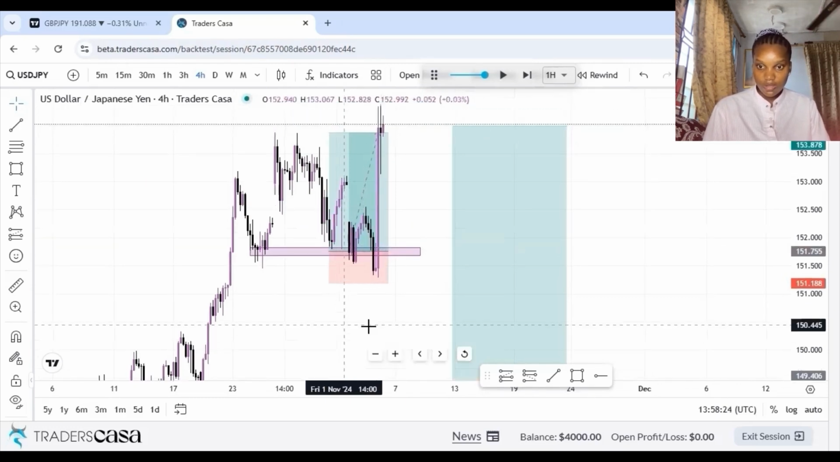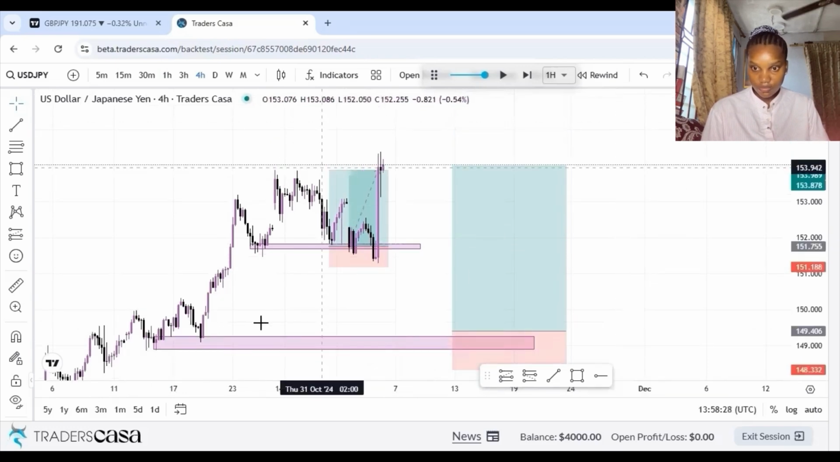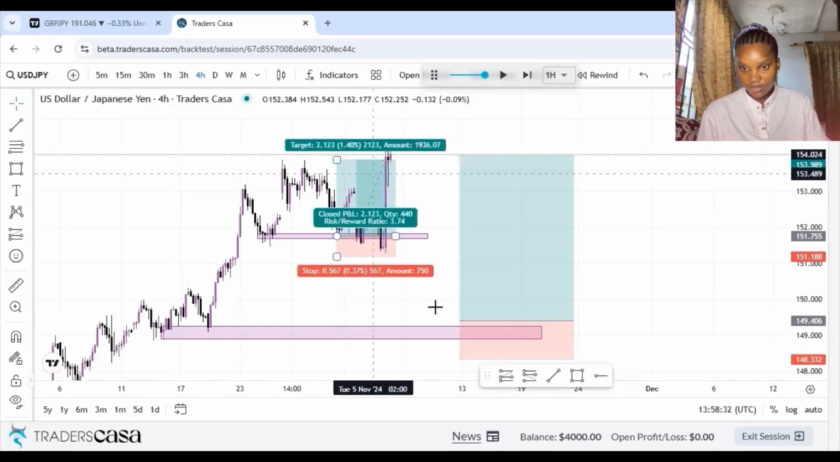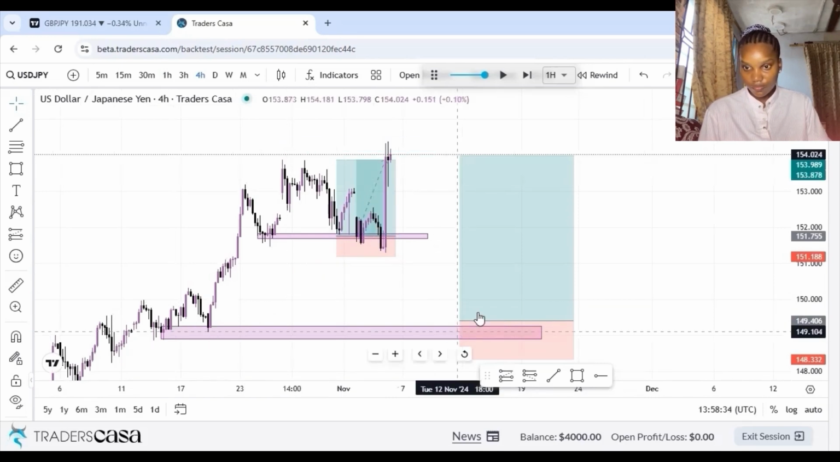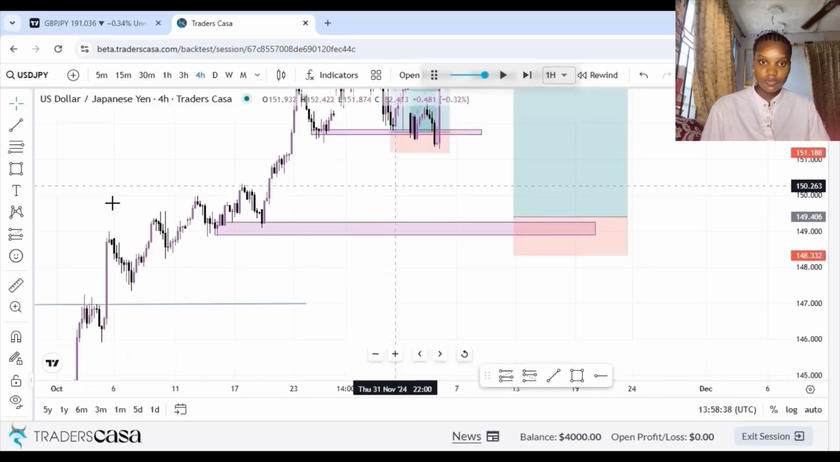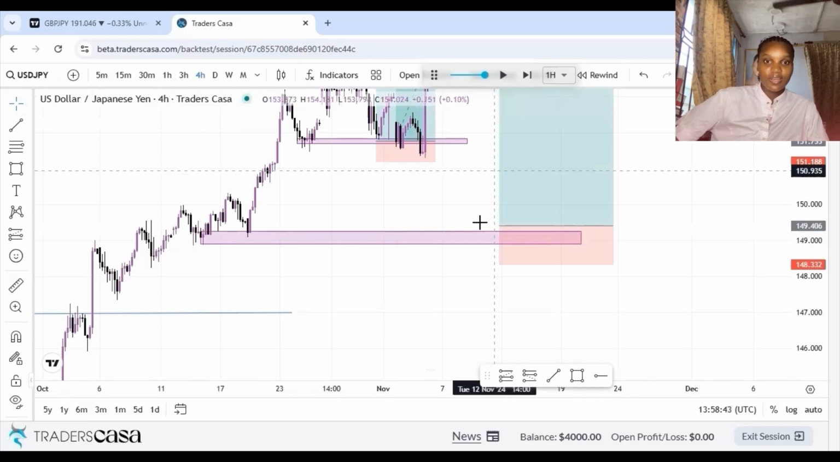So at this point, I should be selling, not just because it's a resistance zone. I must definitely see something that is making me sell. And I'm still expecting the market to come and mitigate this point, because price broke out from this point, and there's still an order block here, a breaker block here.